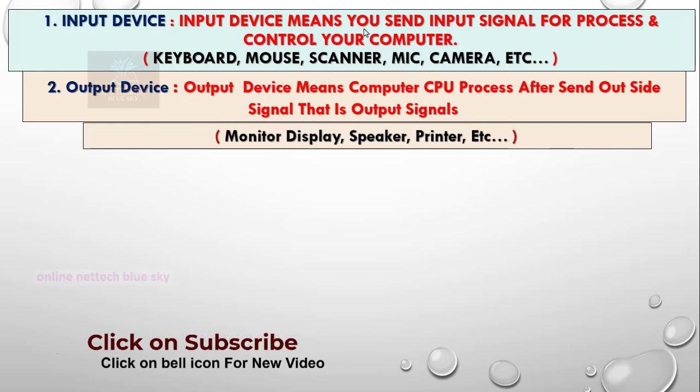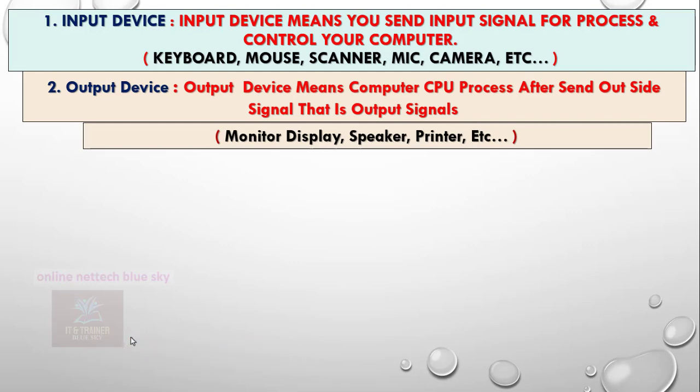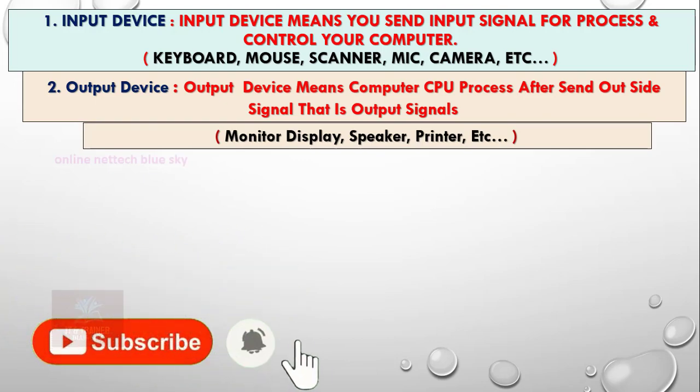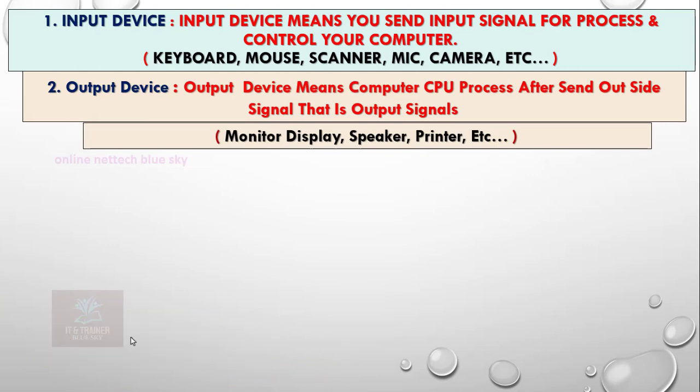So, monitor display. You can see your display just here. When you are watching videos on a computer or Android device, your screen is one type of output device. Okay, speaker: you are listening to songs, and your home theater is one type of speaker. So it is a computer output signal.